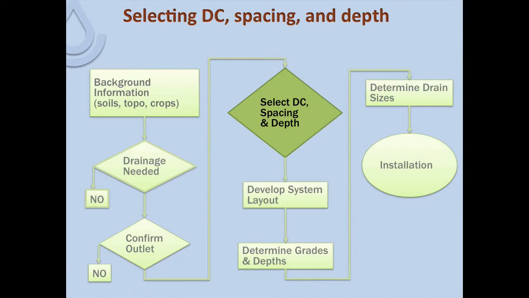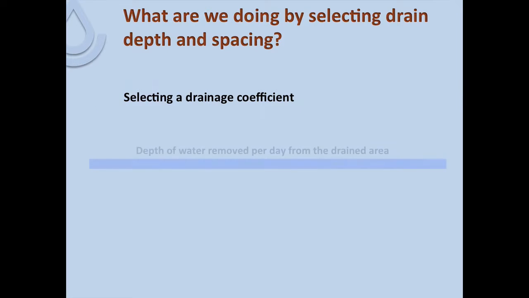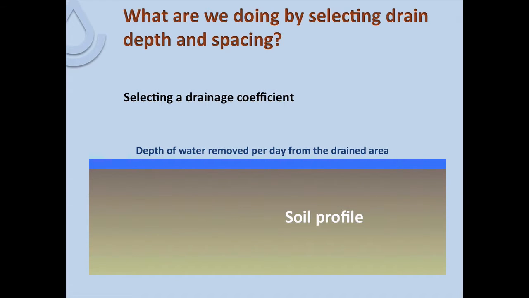Now, assuming we've answered yes to those questions on whether drainage is needed and confirming that we've got an outlet, again, the first step beyond that is selecting the drainage coefficient and drain spacing and drain depth. And that drain spacing and drain depth come together to combine with the properties of the soil to determine that drainage coefficient, which again is a measure of the overall capacity of that system or the design capacity of the system. And that drainage coefficient we express as a depth of water as measured over the soil surface that we remove within a 24-hour or 1-day period.